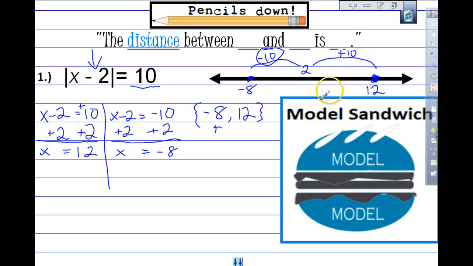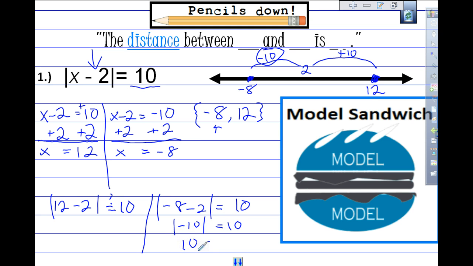And of course, we can still do a check just to verify, okay, just like we did yesterday, does 12 minus 2 absolute value, does that equal 10? And negative 8 minus 2 absolute value, does that equal 10? And sure enough, both of them do. You probably figured out by repetition that one of these comes out to the positive, one of them comes out to the negative, and you take the absolute value of both and you get positive.